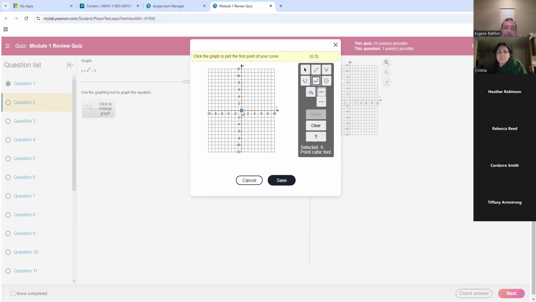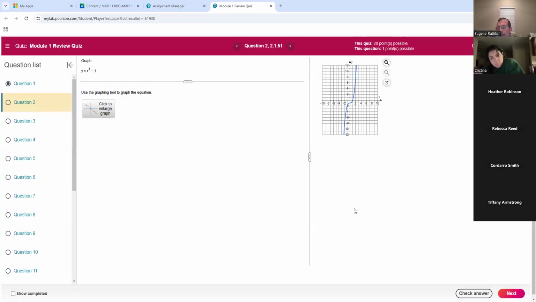I had 0, -1. I had 1, 0. I had 2, 7. And then I had -1, -2. And usually your graph should look really similar to that when you're done on that one, okay? All right, y'all didn't save that.